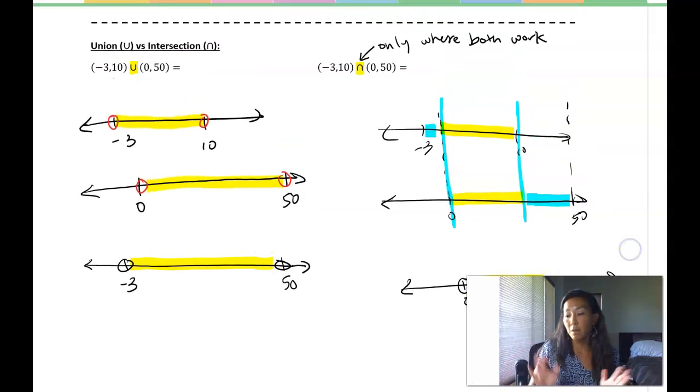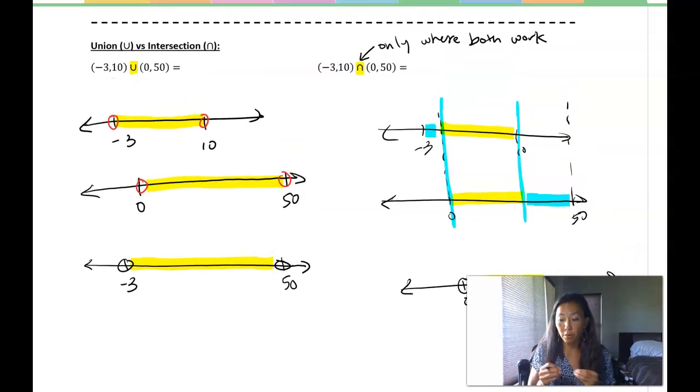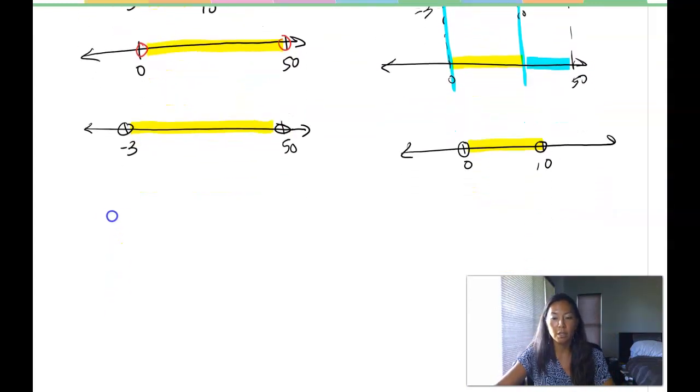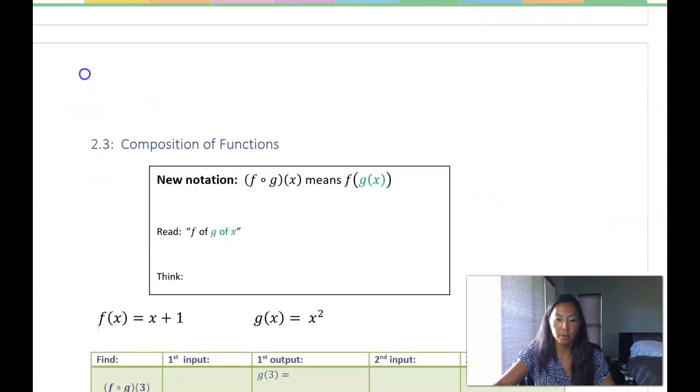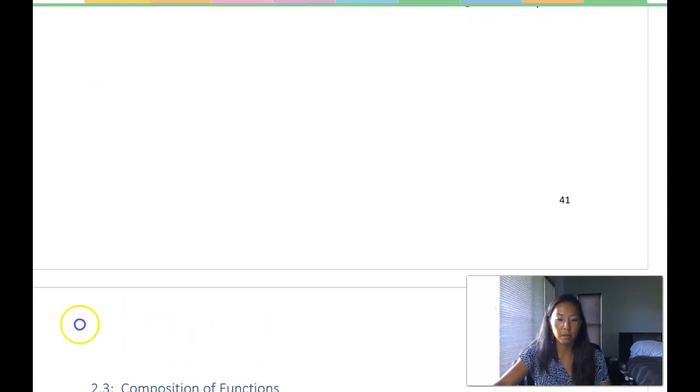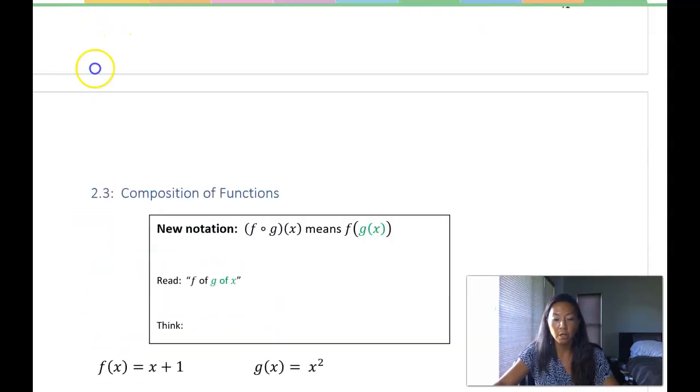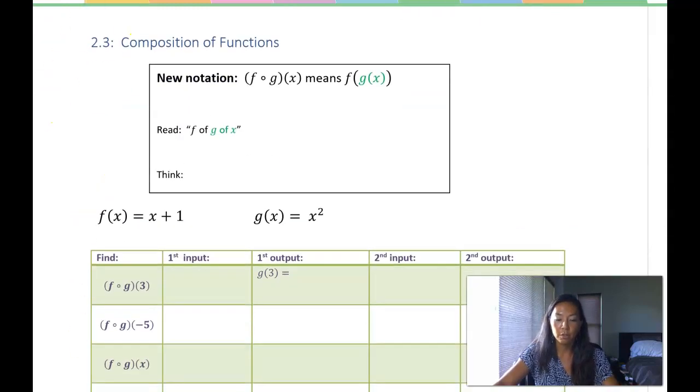So whenever you list domain, see where it works for both of the two functions. If you're using division, also see where the denominator is equal to 0, and then you cannot include that as well. Okay, that's the end of the algebra of functions. We will do another video on composition of functions.